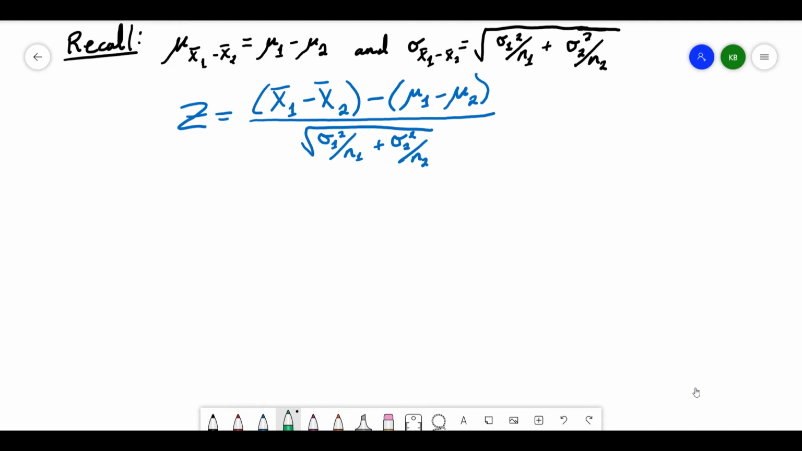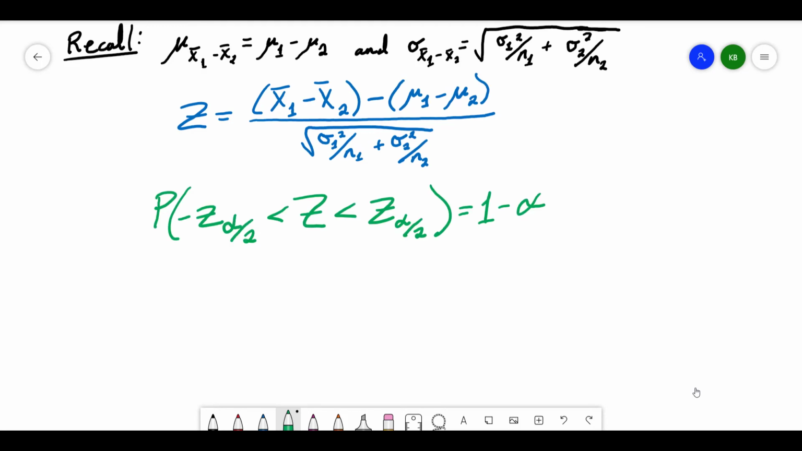So now, just like we did with a single sample, we can find a confidence interval for the difference in the means. We can claim that with a probability of 1 minus alpha, this z standard normal variable will fall between negative z sub alpha divided by 2 and z sub alpha divided by 2. So we have the probability that negative z sub alpha divided by 2 is less than z is less than z sub alpha divided by 2 is equal to 1 minus alpha.